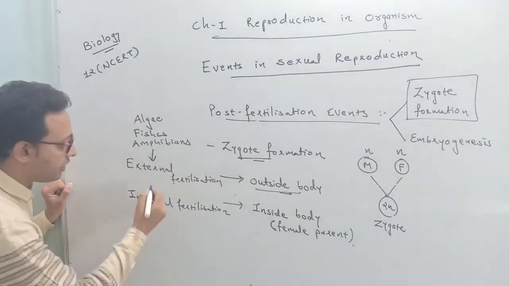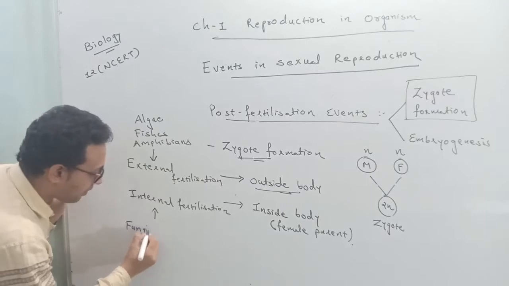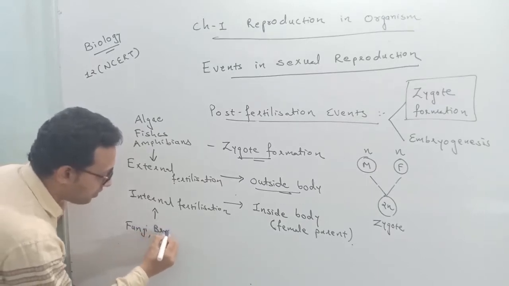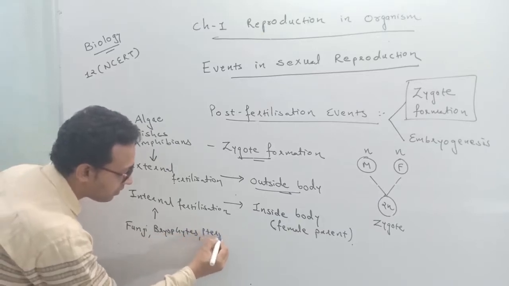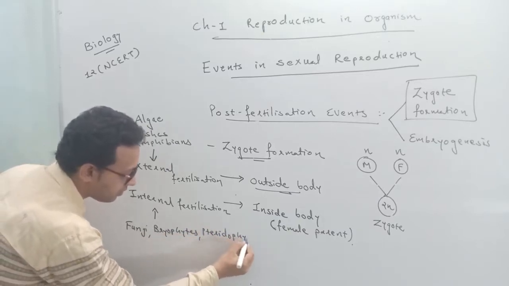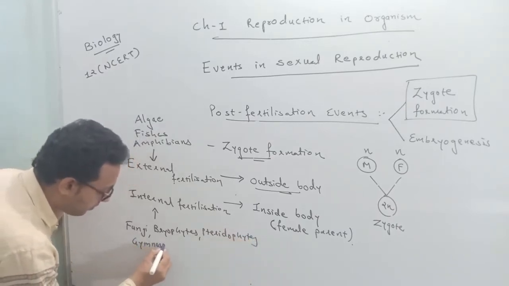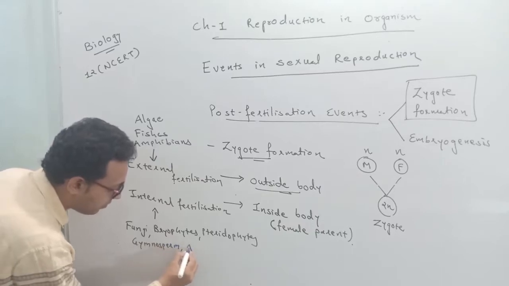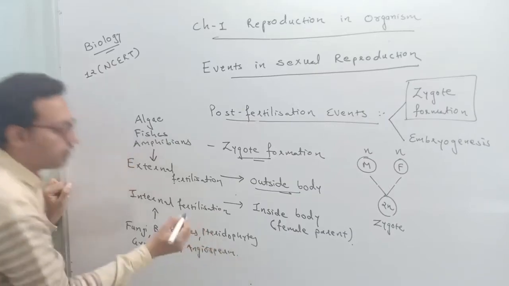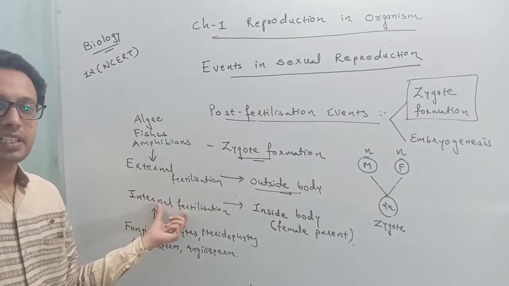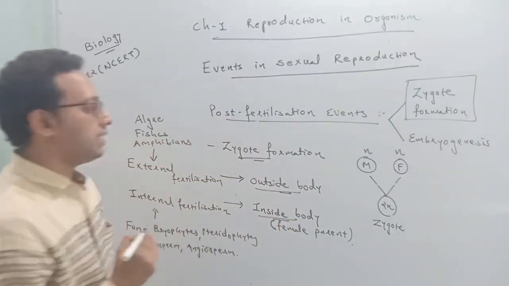Those organisms in which internal fertilization occurs, for example, fungi or bryophytes, or you can say pteridophytes, gymnosperms, angiosperms. These are the organisms where internal fertilization occurs. So in these organisms, the zygote formation occurs inside the body.